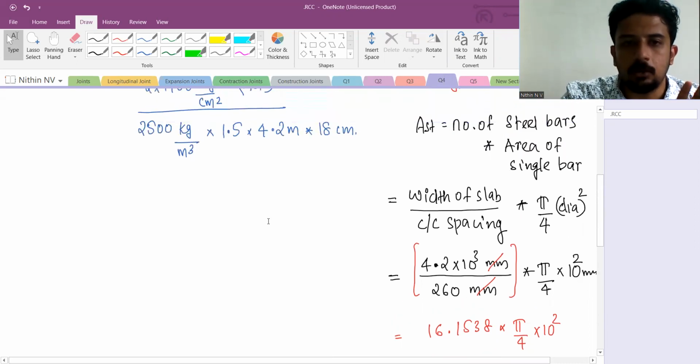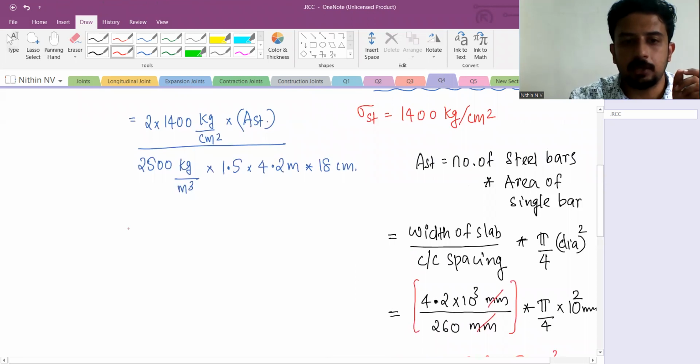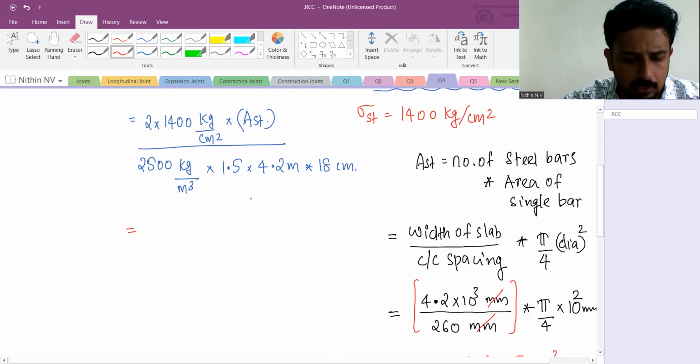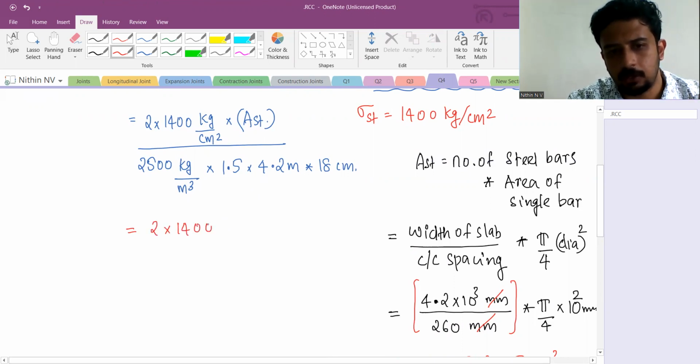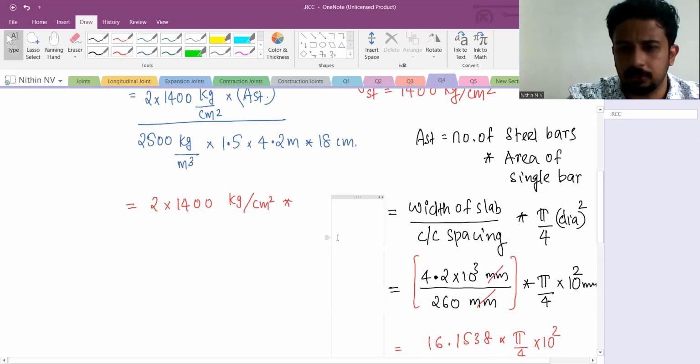Got it. So now I need to substitute back into this particular equation. Now see, either you can convert all the things into meter terms or you can convert all the things into centimeter terms, whichever is convenient for you. Let me keep this 1400 there itself. So this is kg per centimeter square. Everything I'm just putting in kg and centimeters, okay? Anything you can put, no issue.